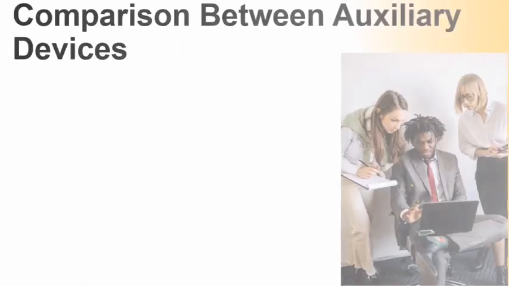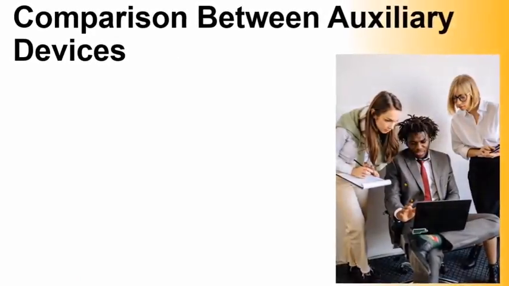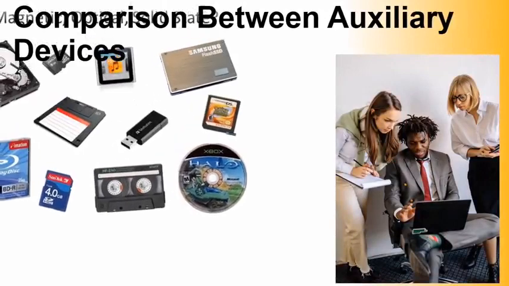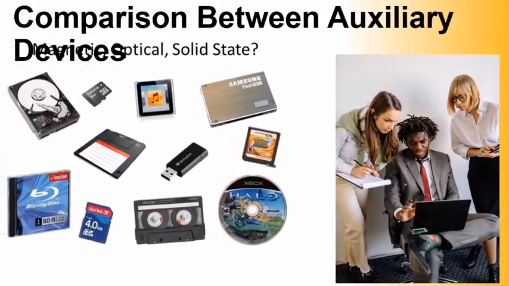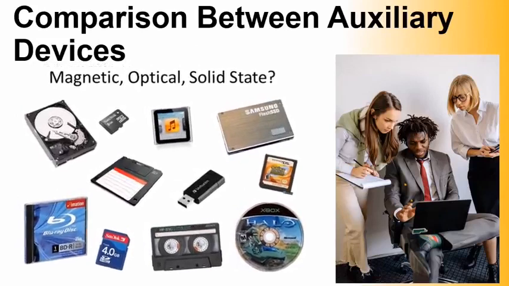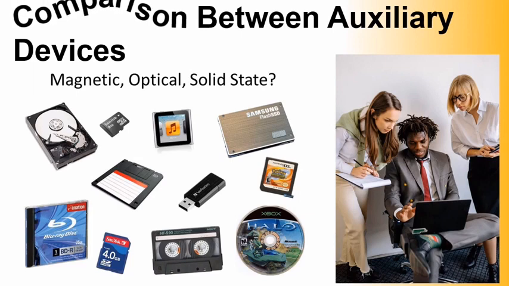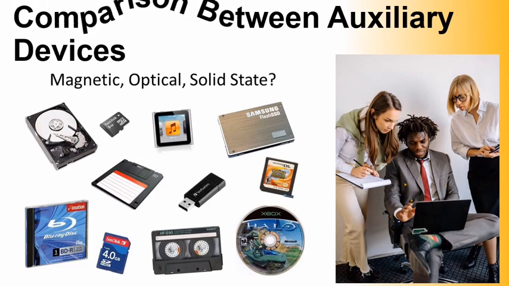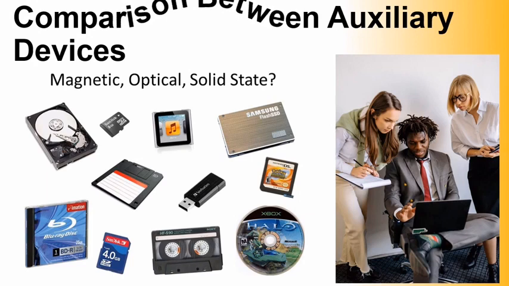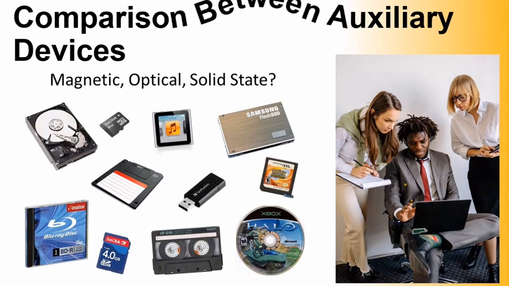Before we can understand that, it's good to compare auxiliary storage devices, because we store large volumes of data using auxiliary or secondary storage devices. They are grouped into three classes: they are either magnetic, optical, or solid state auxiliary storage devices. Now, they have various technologies they use for storage. The most advanced of them is called solid state, followed by optical and then magnetic.